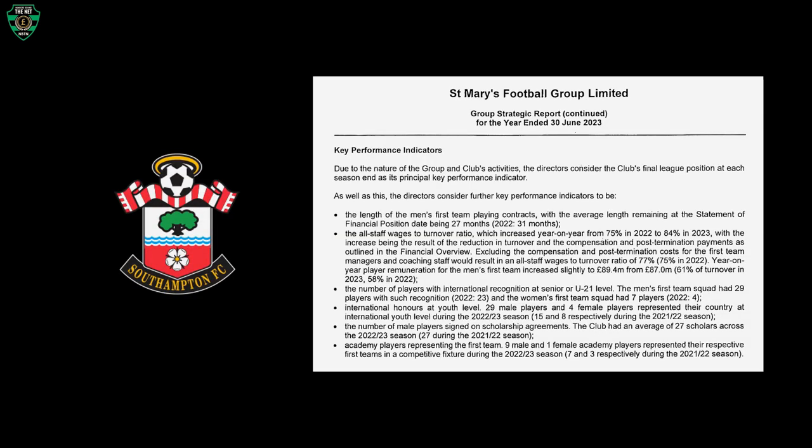First up, we have Luton, focusing on player development by tracking how many academy players are registered in the first team squad, increasing by 10 in the year. Southampton takes it up a notch with four player development KPIs. Number of players with international recognition at senior or under 21 level, men's and women's. Number of players with international honours at youth level. Number of players on scholarship agreements. And number of academy players in the first team.